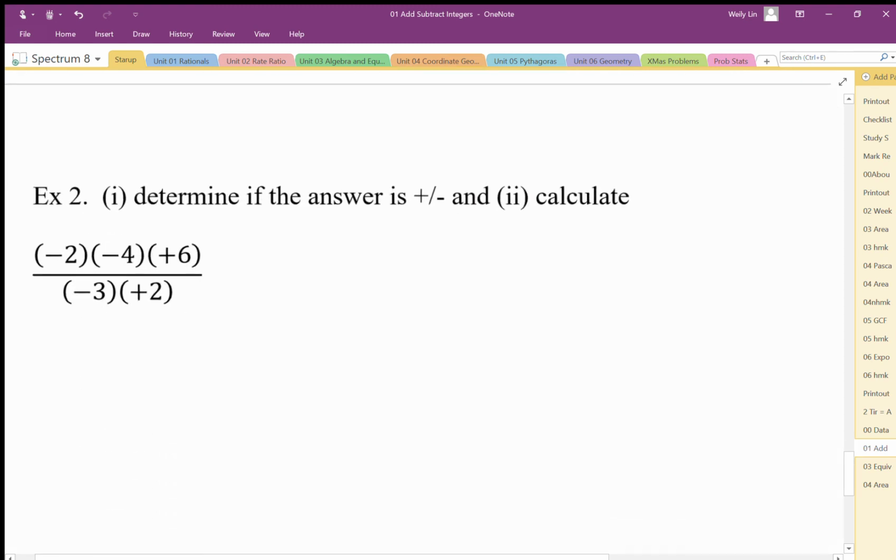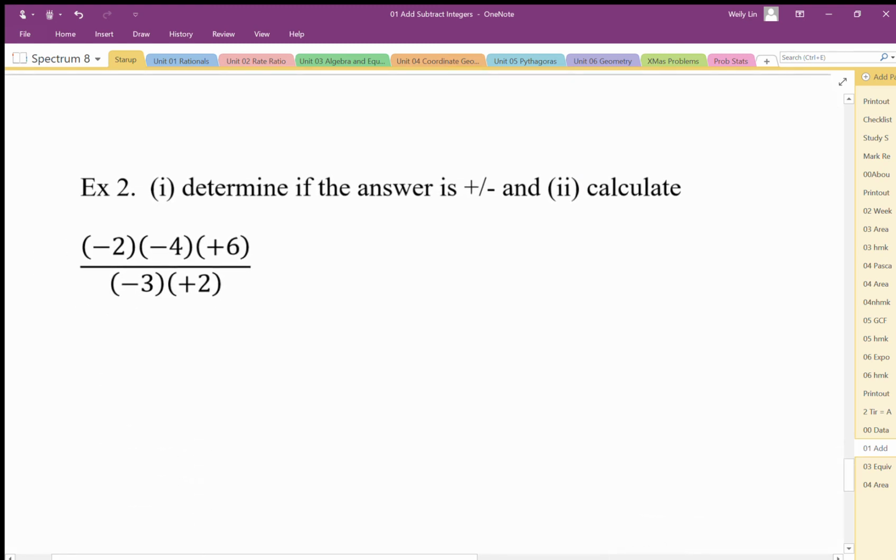So the last one here, this one was too many integers to be able to put on any kind of number line. We'd have too many dimensions to it. So we need to be able to have a more efficient method here. So in this case, we should really figure out, first of all, is the answer positive or negative? And then we need to calculate the answer. So I'm just going to count. I have negative, negative, negative. I've got three negatives with times and divide.